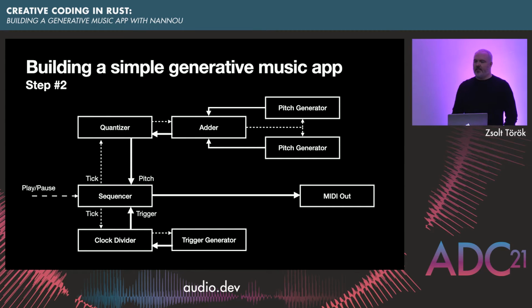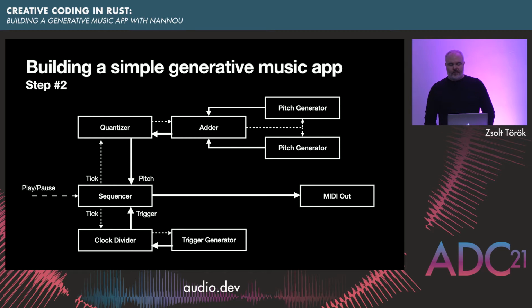In step 2, things get just a little bit more complex, but it does pay off when we listen to the results. Here, again, we get the pitch information from the boxes represented on the top. I've added a second pitch generator and also an adder. What this allows us to do is to have one of the generators play a melody, and then that melody be transposed using the output of the second generator.